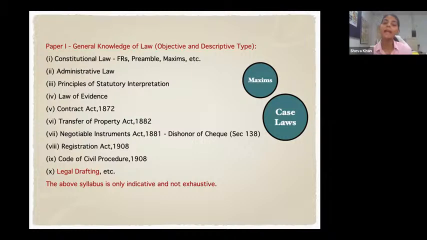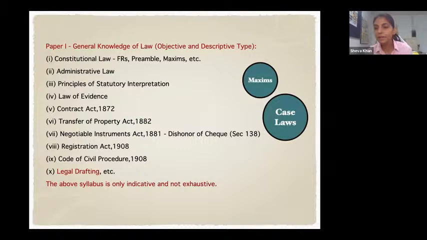The third one is the principles of statutory interpretation, because this used to be one of the subjects when we were in our law schools, interpretation of law, which maybe at that time was undermined, but truly here it is really important, because whenever you are in a position where you not only have to understand the law but also interpret it in the best manner.